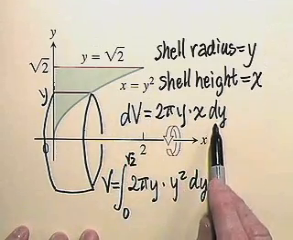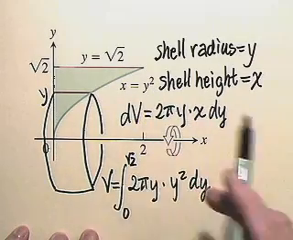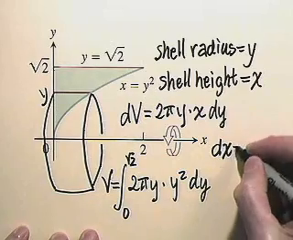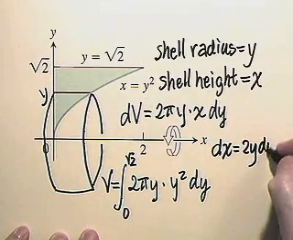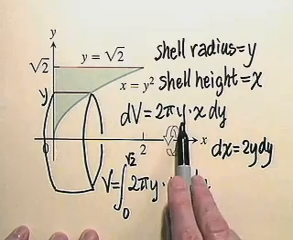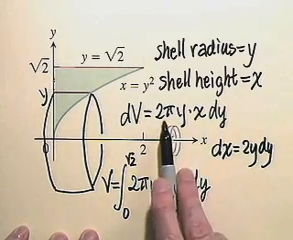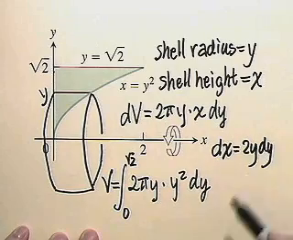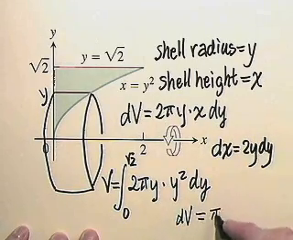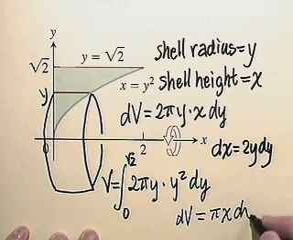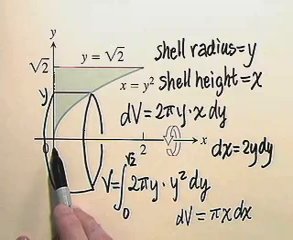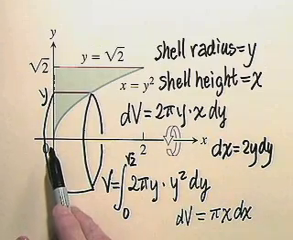If we do, remember x is y squared, so dx is 2y dy. Here's a y, here's a 2, here's a y, so we get pi x dx. So we could also say dV is pi x dx. And what would be our range of integration now?